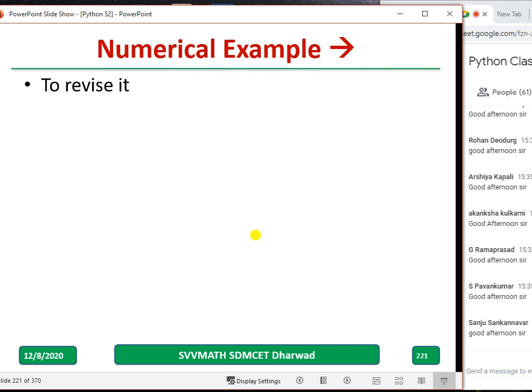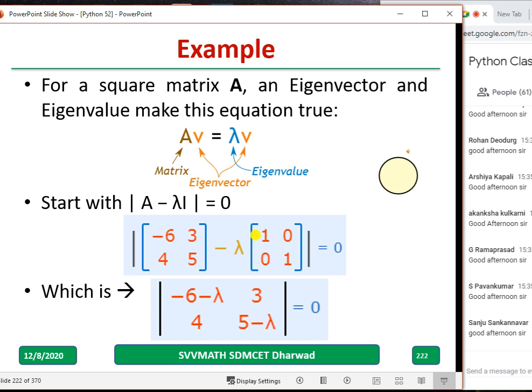To revise, if you do not remember eigenvalues and eigenvectors at all, which is out of syllabus, I'll show you 2-3 slides just as a revision. No need to copy, so that you can recall what that is. Only how to make use of the functions we are going to discuss in this particular subject. I'll give a minute, go through this instead of reading, because it's not a sentence. For a square matrix A, an eigenvector and eigenvalue make this equation true.